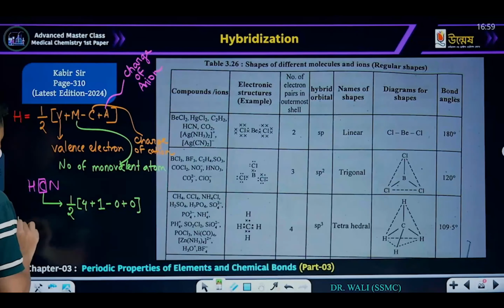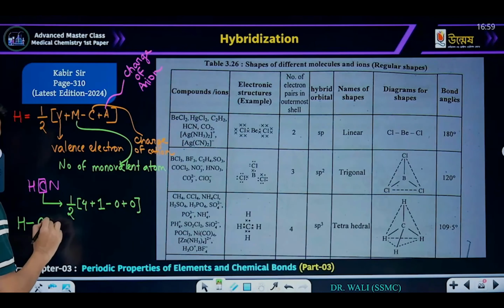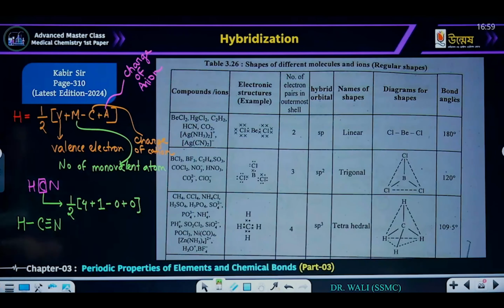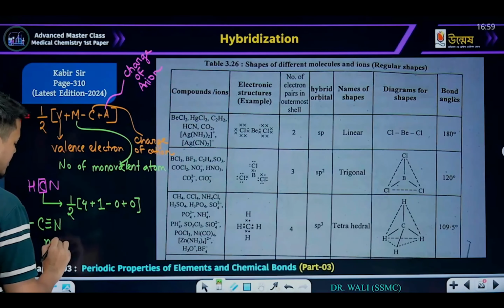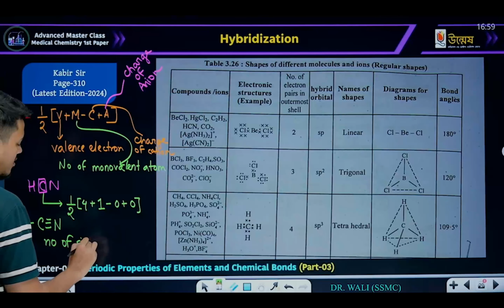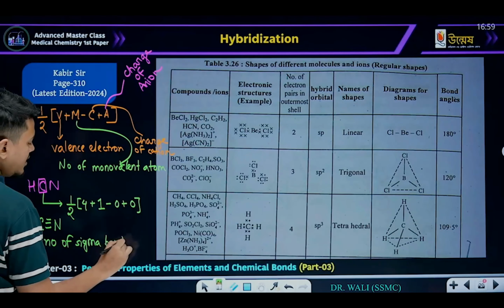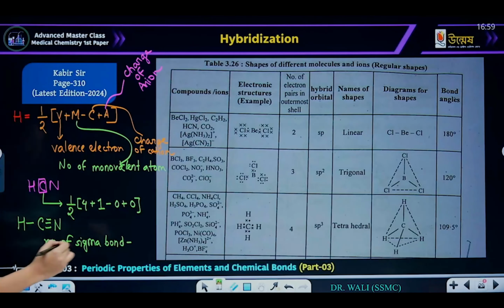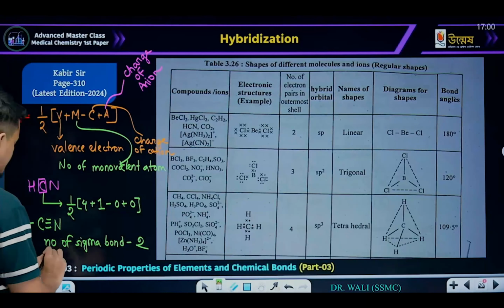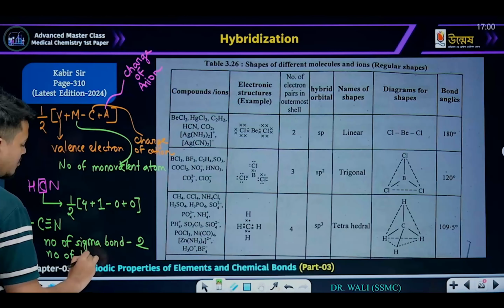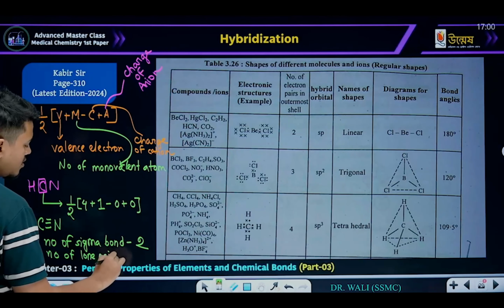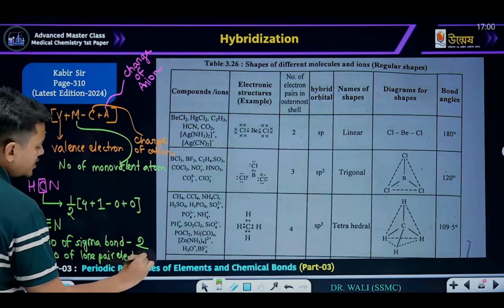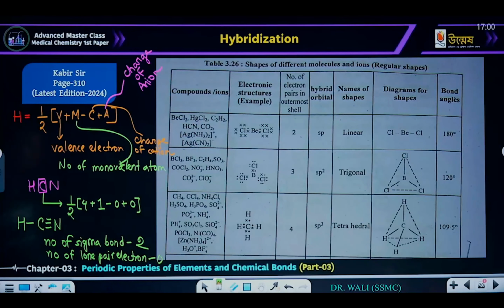So how should we do that? Now let's look at the structure. As you can see, hydrogen cyanide is formed this way. You have to calculate the number of sigma bond at first. Here, as you can see, number of sigma bond is 2. Now you have to calculate if there is any number of lone pair electron. As you can see, there is no lone pair electron, so the answer will be 0.